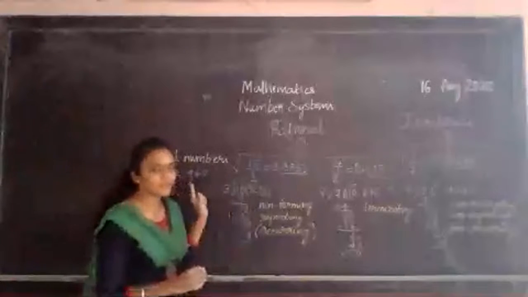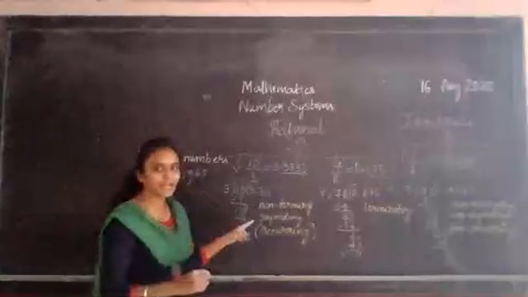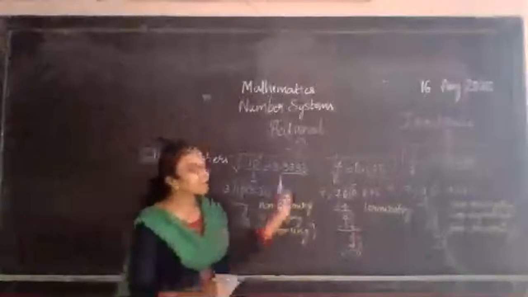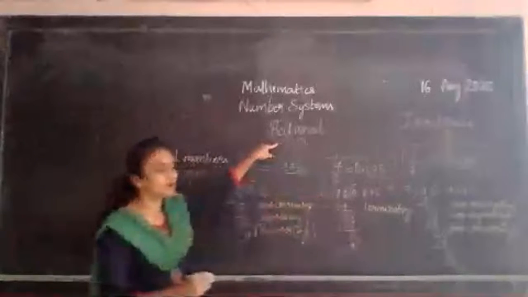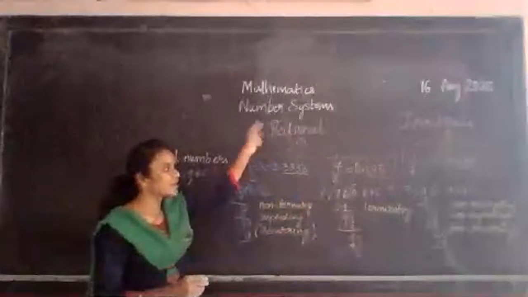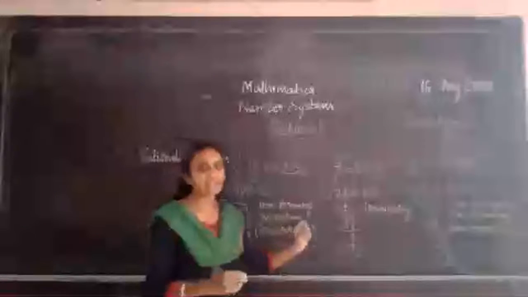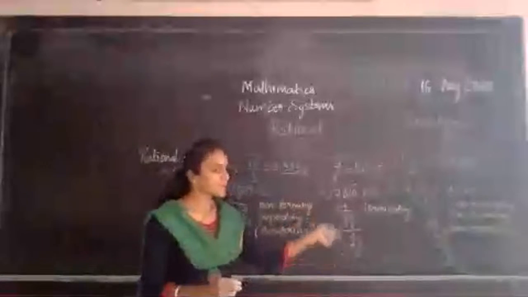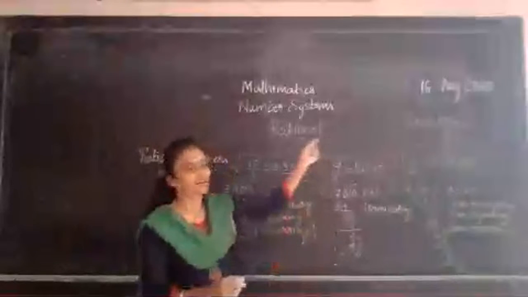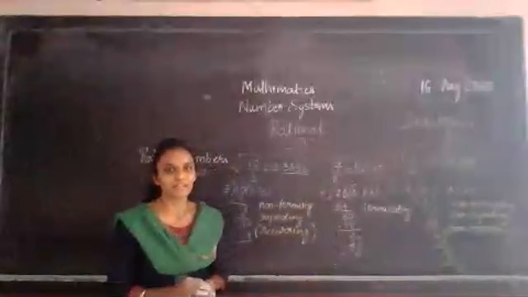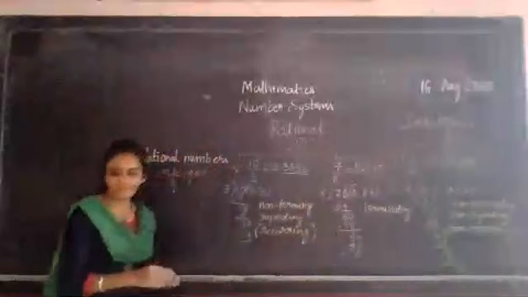Understood? Those numbers whose fractional value is non-terminating and recurring, or just terminating, belong to rational numbers. Those fractional numbers whose value is both non-terminating and non-repeating belong to irrational numbers. I hope this is clear to you.